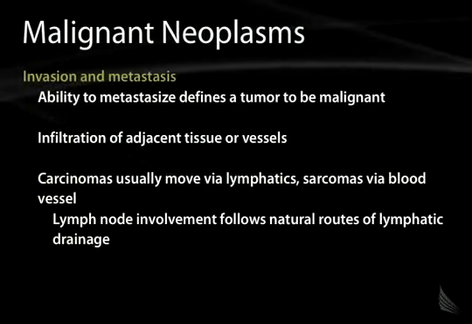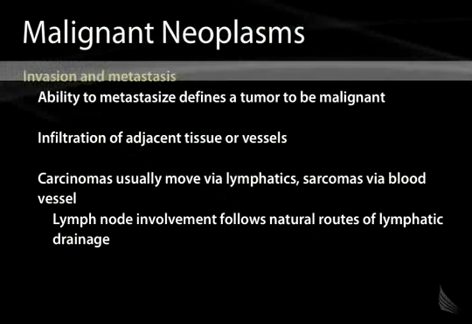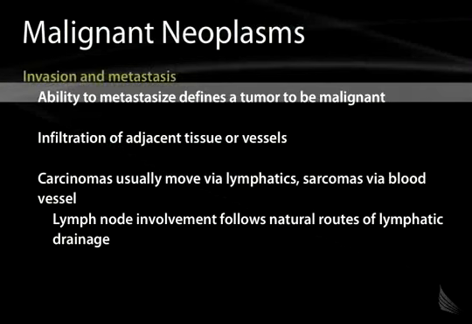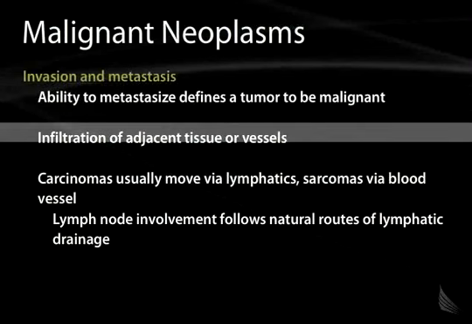Malignant neoplasms are also characterized by their behavior. They have the ability to invade and metastasize. Often the ability to metastasize may be the only feature one has that determines that a tumor is actually malignant. They will also metastasize not only to distant locations, but will infiltrate adjacent tissues or vessels.